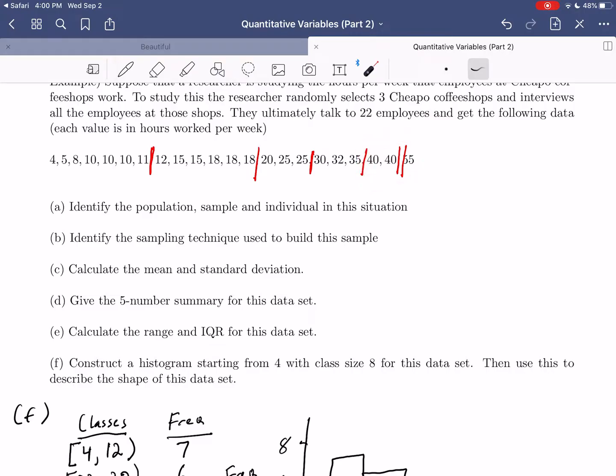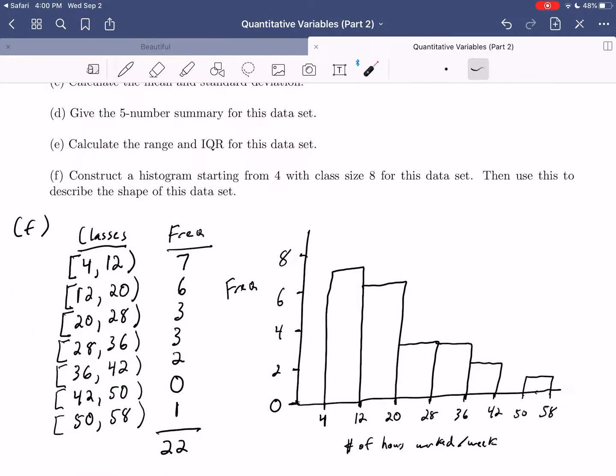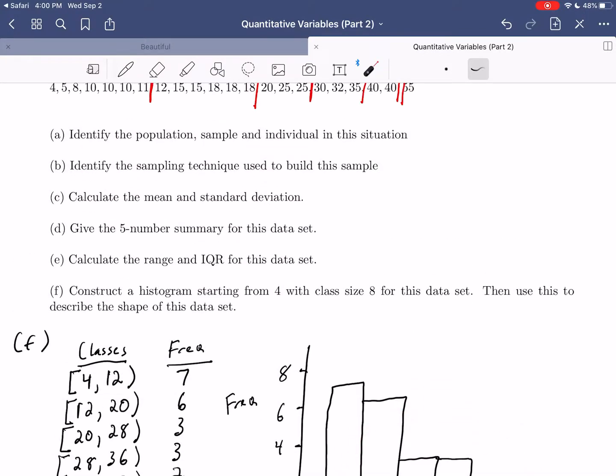Now, I don't know if I would consider 40 and 55 as extremely high values compared to the rest of the data, but they're certainly larger than the rest of the data. So the fact that this is right skewed is telling us that there are some very high values in our data compared to the vast majority of the data.